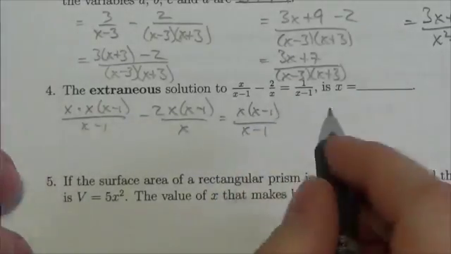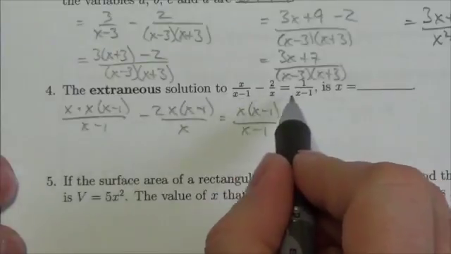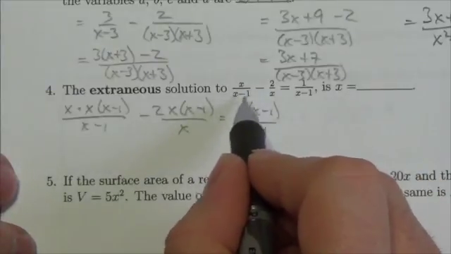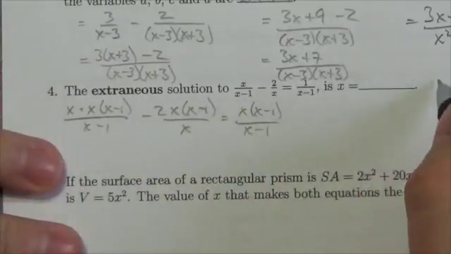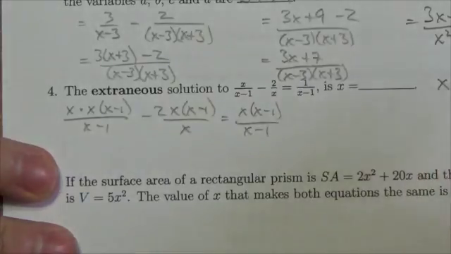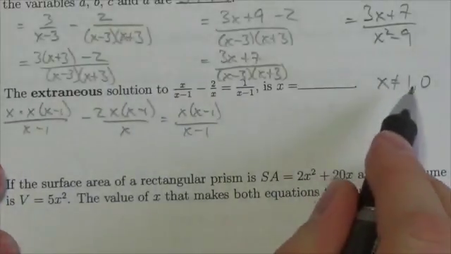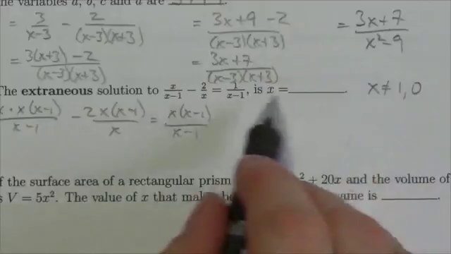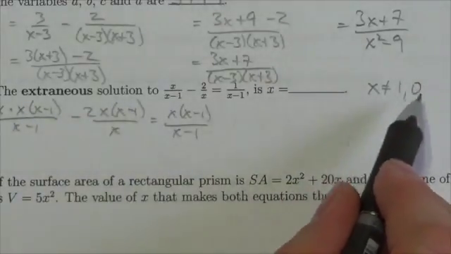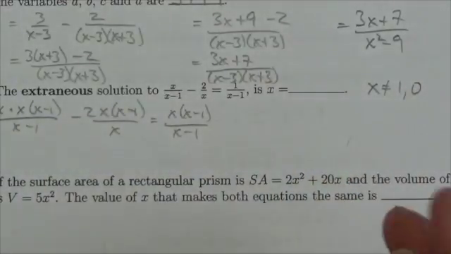Now, bear in mind the whole time through here that the denominators are going to give us the non-permissibles, 1 and 0. So x cannot be 1 or 0. I'm going to come back to that later on, because I suspect that when it says extraneous roots, my answer is going to be one of those two numbers. Well, it has to be one of those two numbers.